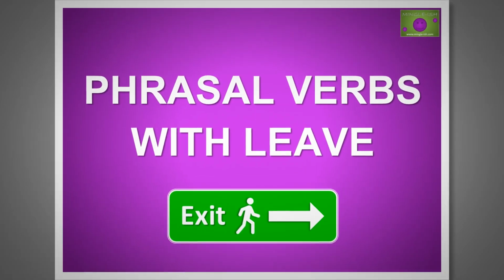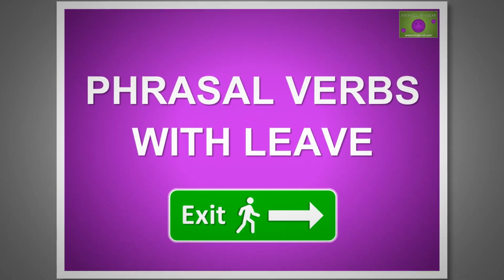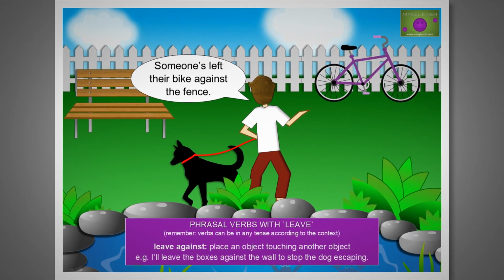Let's learn 5 phrasal verbs with leave. Firstly, leave against. This means to place an object touching another object. For example, someone's left their bike against the fence.